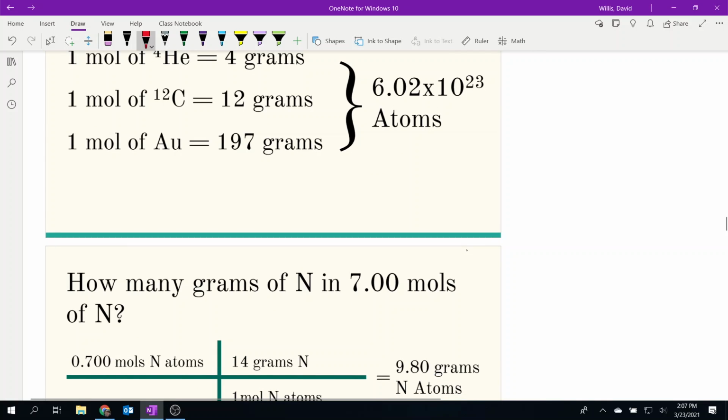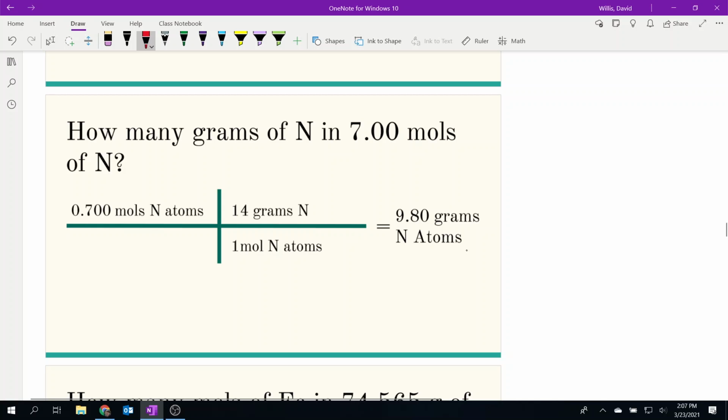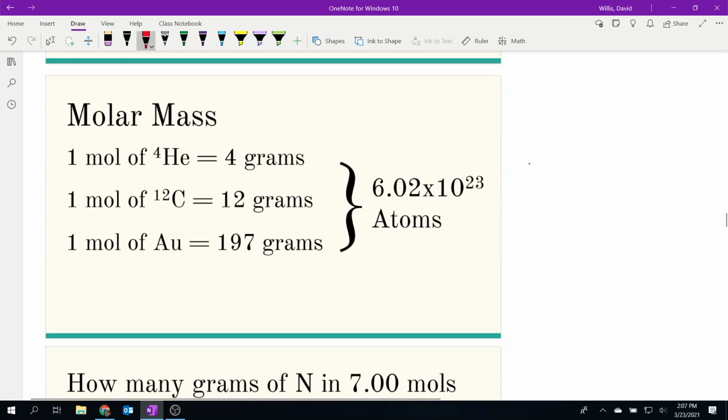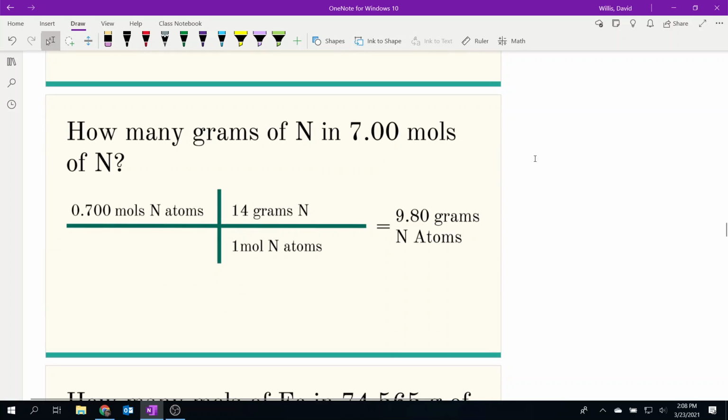So let's look at this one together. How many grams of nitrogen in 7 moles of nitrogen? Now, earlier I told you that whenever we went from atoms to moles, we always use Avogadro's number. Question? We were just adding on to something we wrote earlier. All right, so we're ready to press on. How many grams of nitrogen in 7 moles of nitrogen?